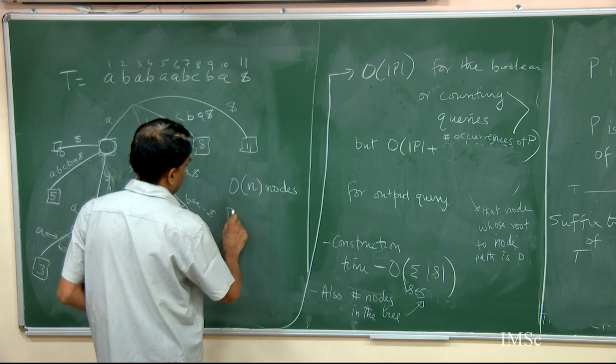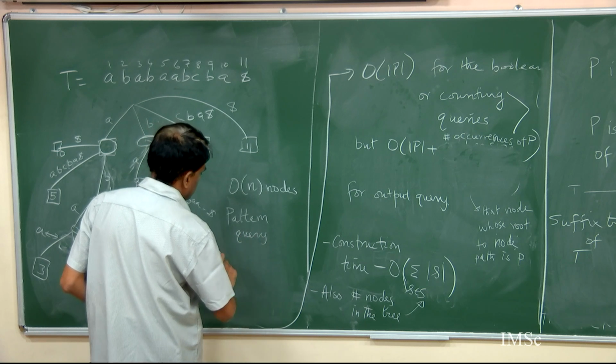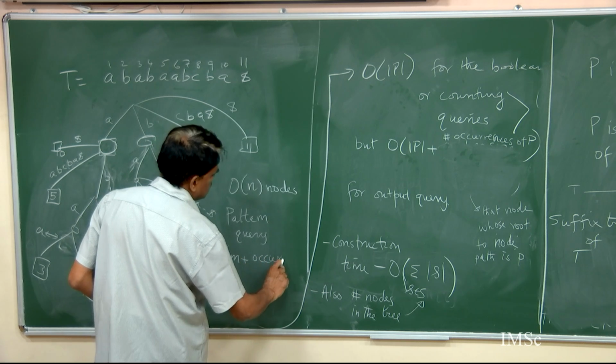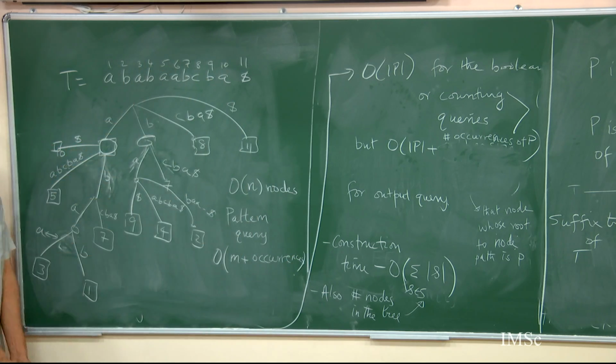And pattern query takes order m plus number of occurrences. Right. I follow through the P and get to an internal node if I am successful, and then I go and do a BFS or something on that subtree and pull out all the leaves positions, and that gives me all the occurrences of the pattern. Okay.